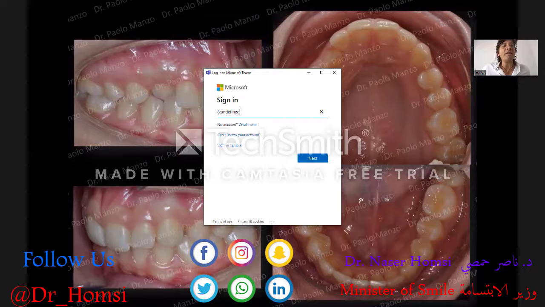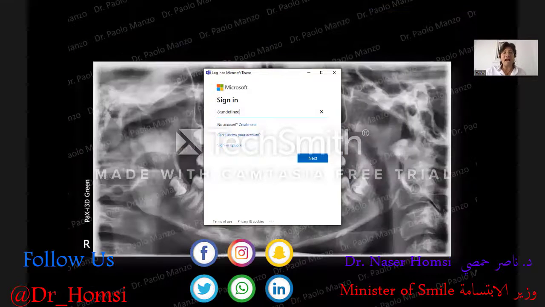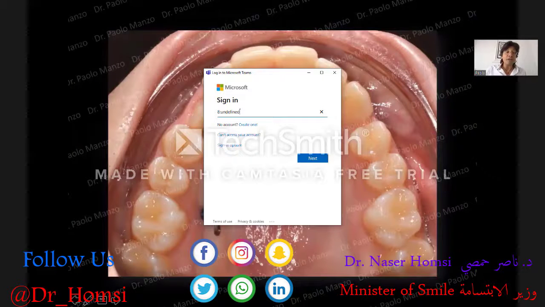She was only happy when I arrived one day and told her, Sabrina, I was thinking about something very small and something less visible. She told me, Paolo, it's not possible to make something invisible. And I had this idea of bonding one bracket only, and placing a mini screw and an alpha and beta spring. This is a beta titanium 17 by 25 alpha and beta spring, pushing the canine, first of all, with the crown buccally.